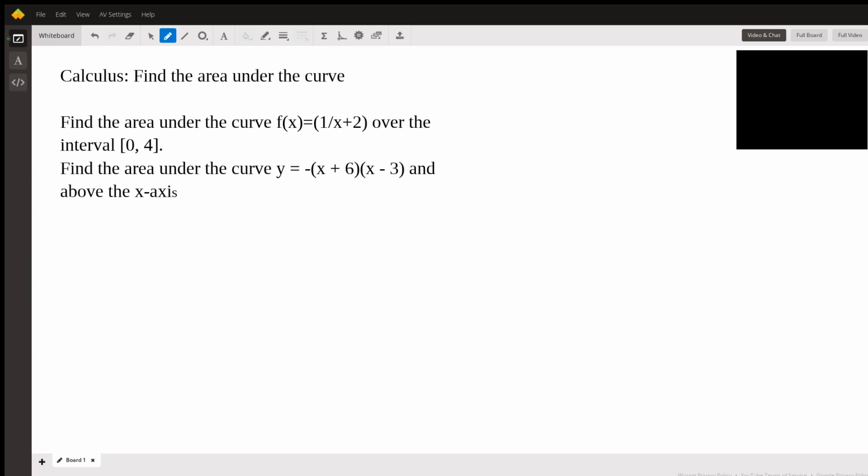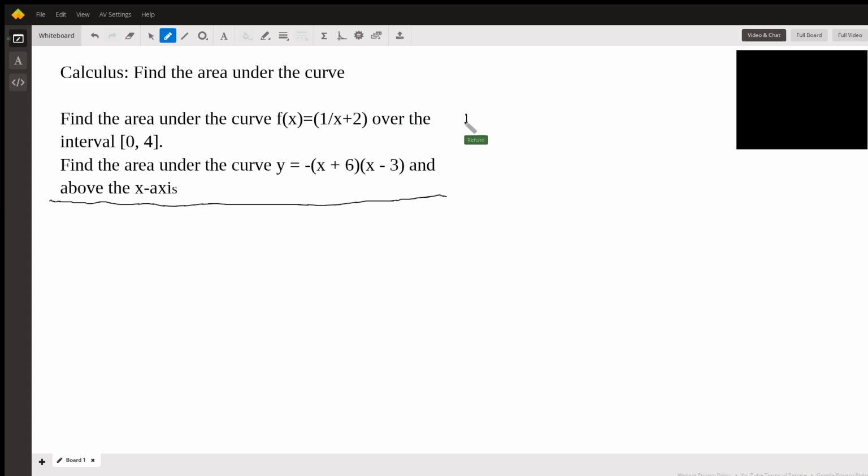These are just definite integrals, is what they're called. And there are two of them here, so I always want to do these by starting with a graph. So that's what we're going to do. And let's start with the first one, which is 1 over x plus 2.